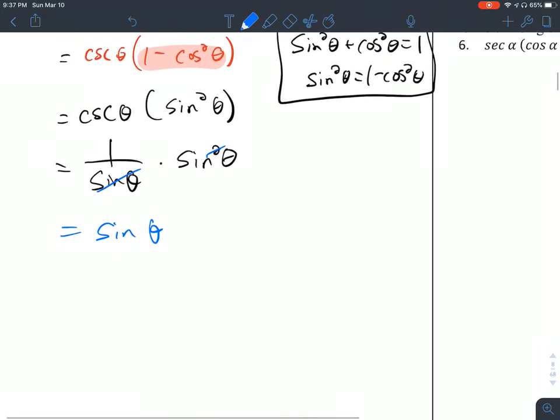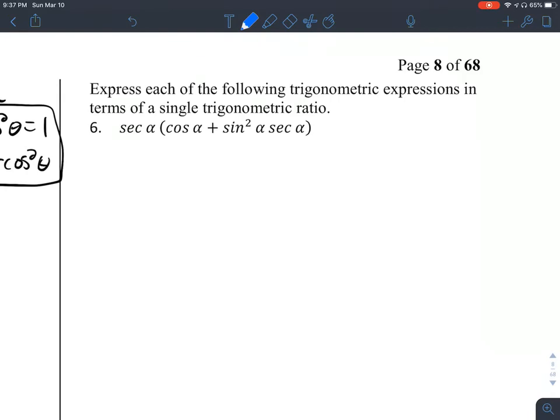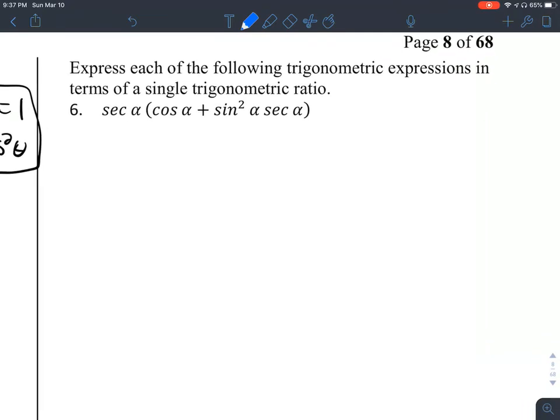All right, these next directions are different. Express each of the following in terms of a single trig ratio. So it doesn't have to be sine or cosine now. It can be anything. So let's see, if we distribute this using the distributive property, secant of alpha times cosine of alpha, those are reciprocals. If you multiply two reciprocals, you get 1.